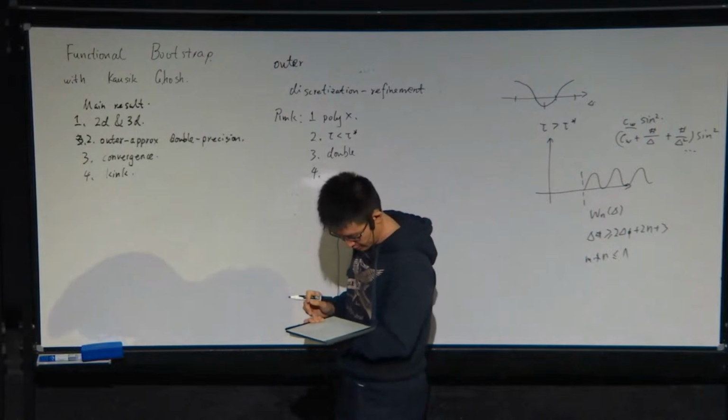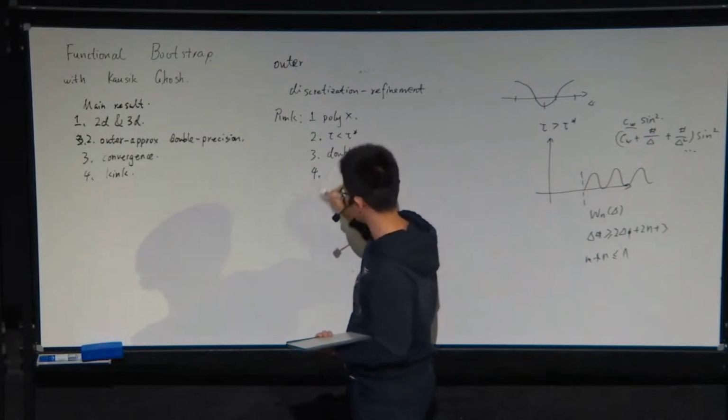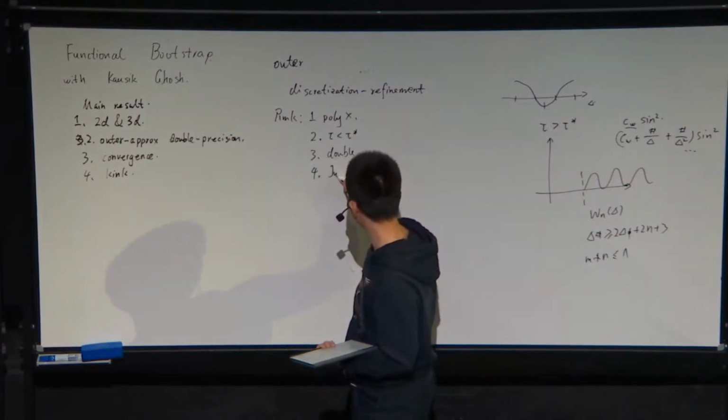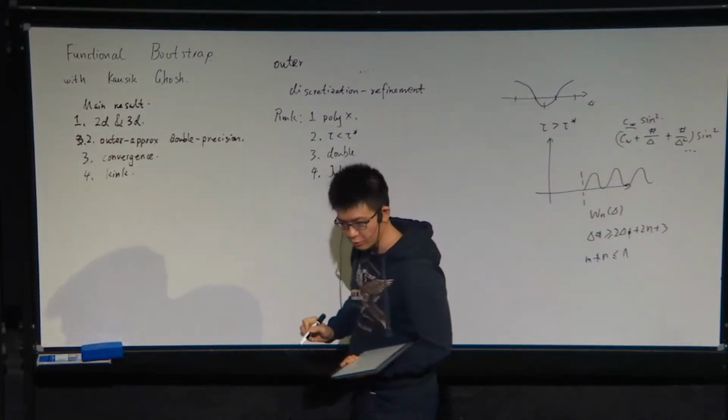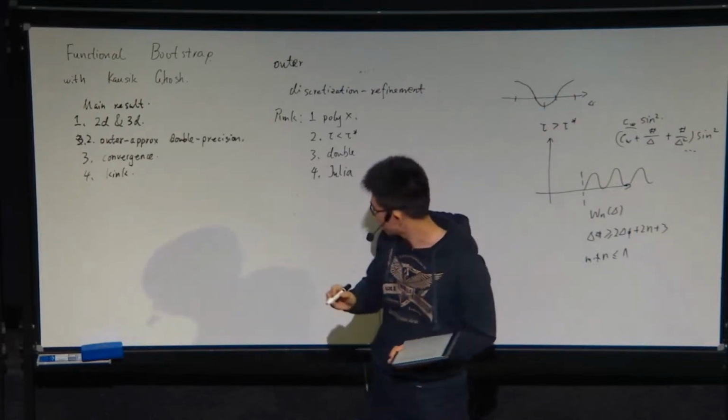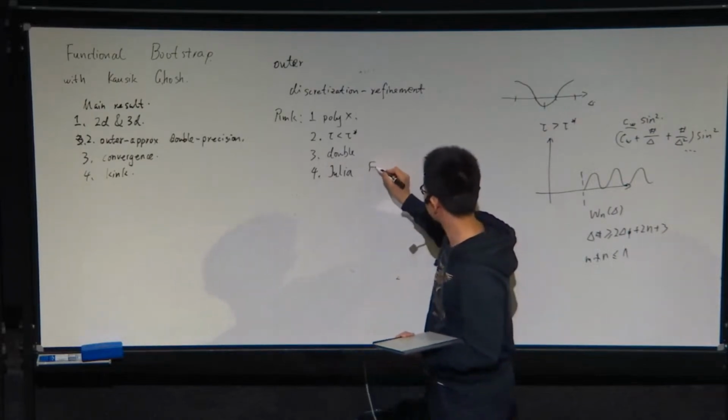And the last one is the practical implementation. We implement all the code in Julia. We write a solver for it, and it is called funboot.